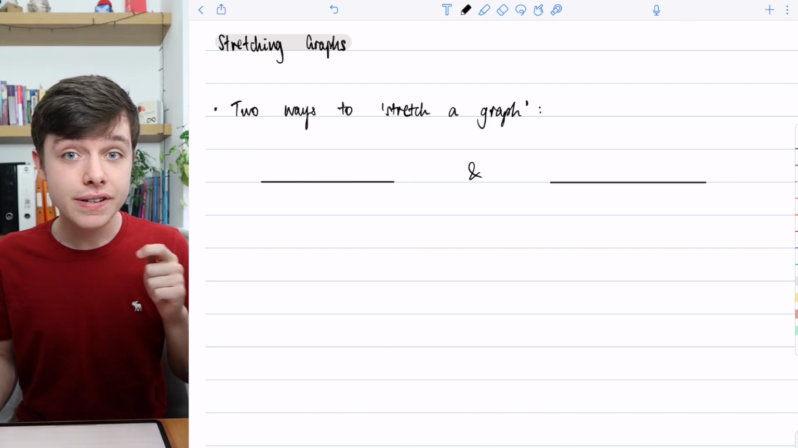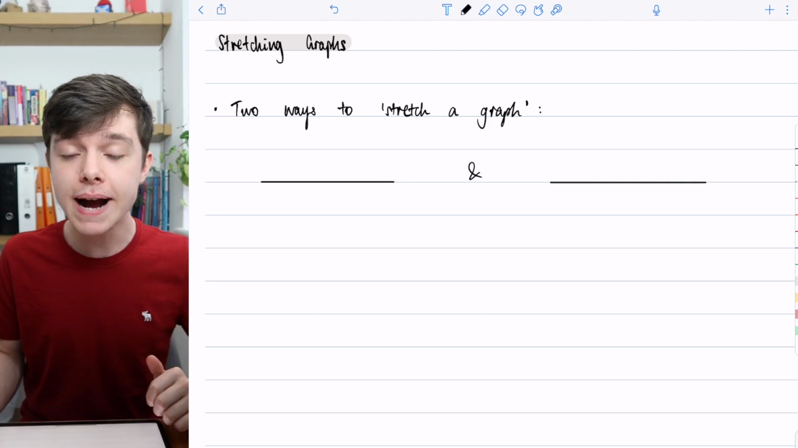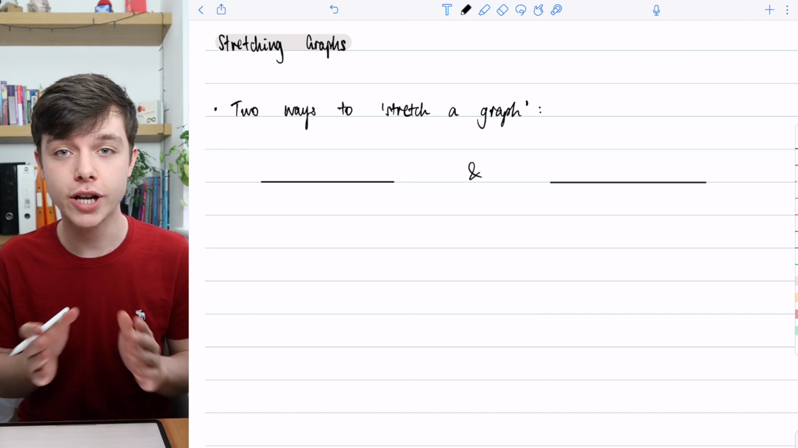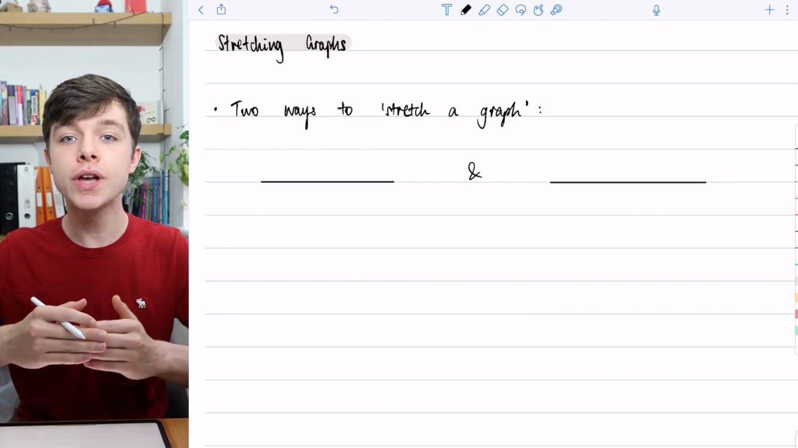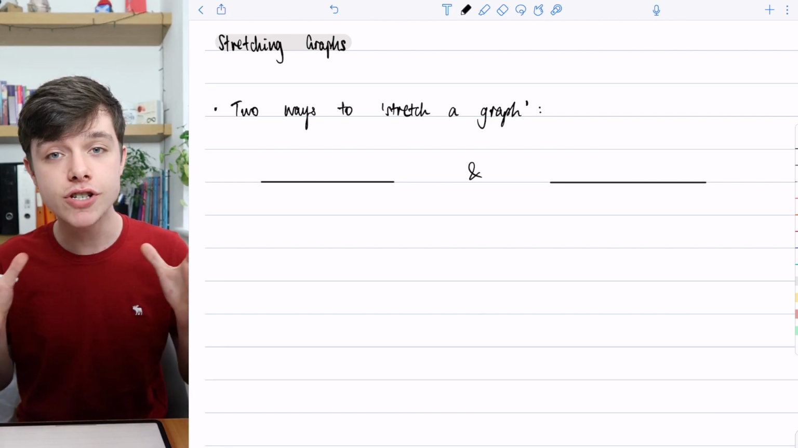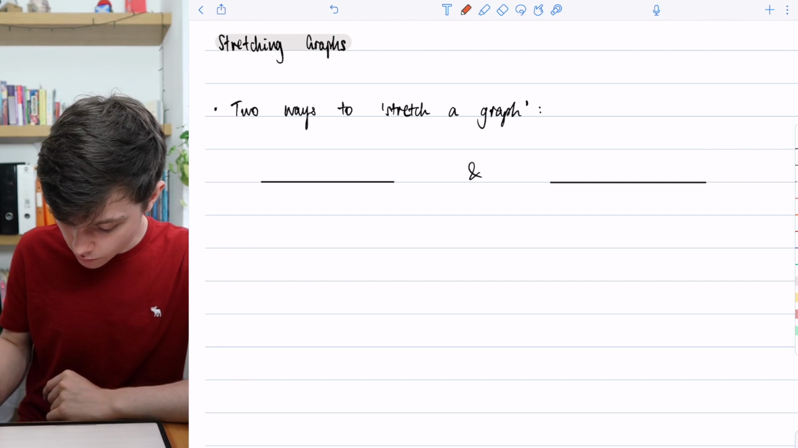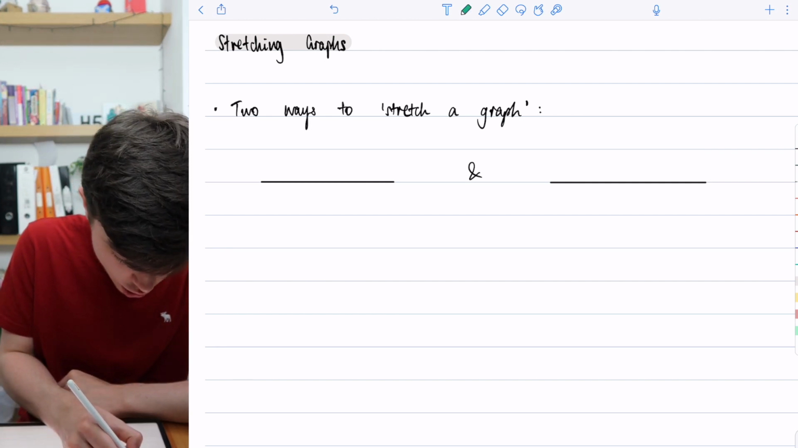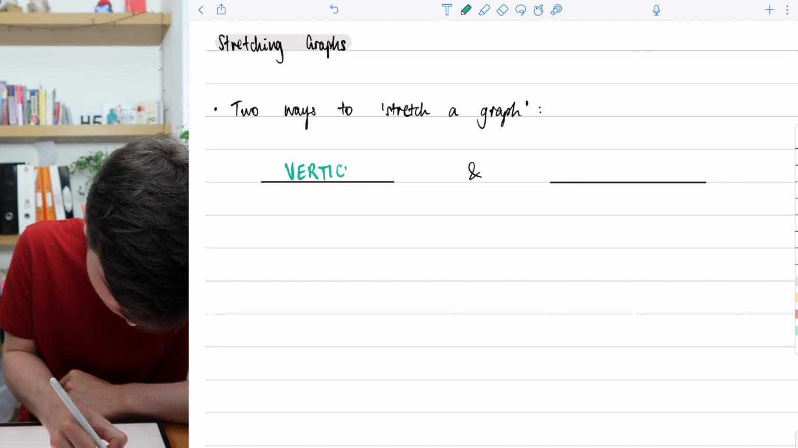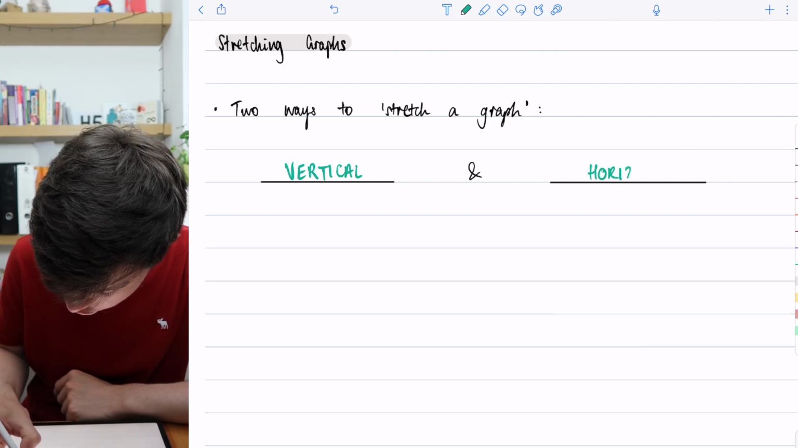And that is very similar for when we are stretching graphs. There's two ways to do that, and the two ways are vertical or horizontal. We can stretch something vertically, so stretching it in the vertical direction, or stretching something horizontally by stretching it in the horizontal direction. So we'll write those two things on in green. We've got a vertical stretch, or we've got a horizontal stretch.